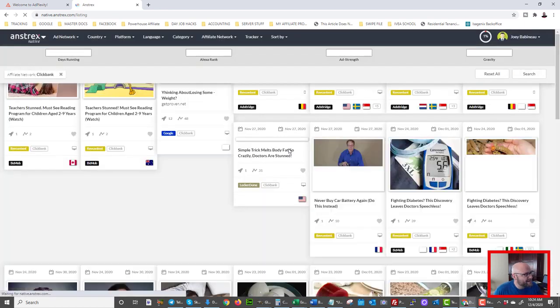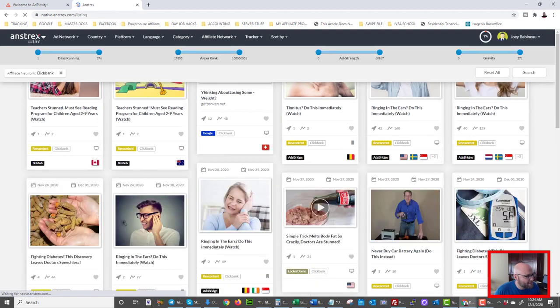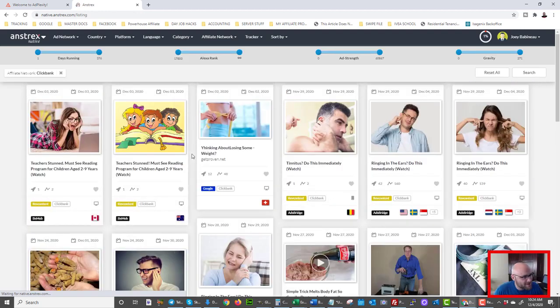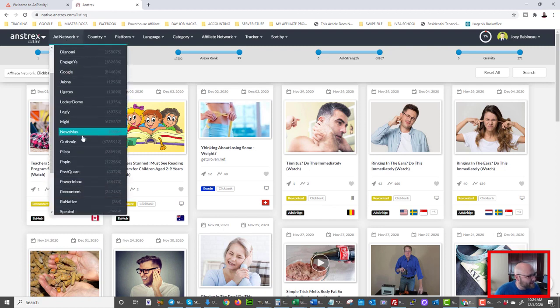Now, the next thing we need to consider is that there are a ton of traffic sources out there. So the first filter we just did is only filtering what affiliate network is being promoted here. There's also a ton of ad networks here.